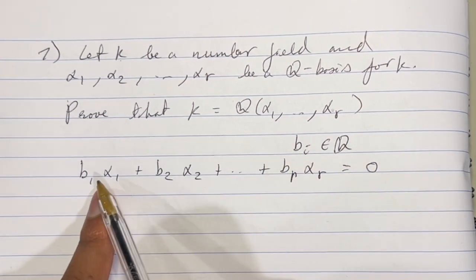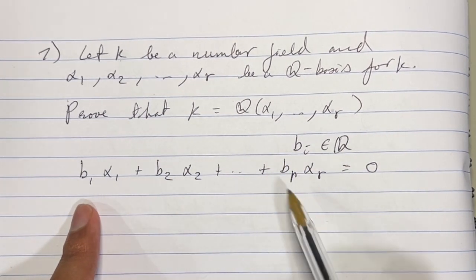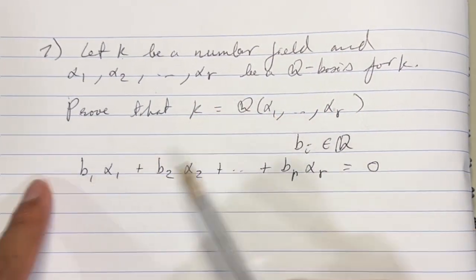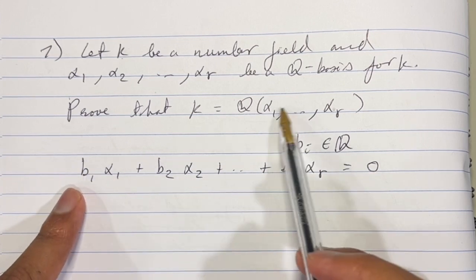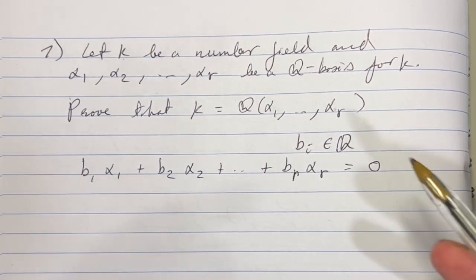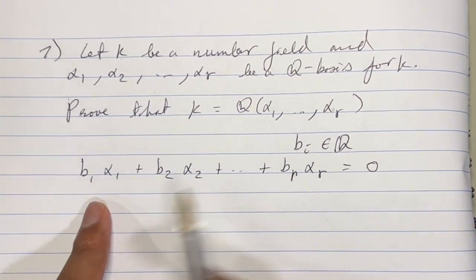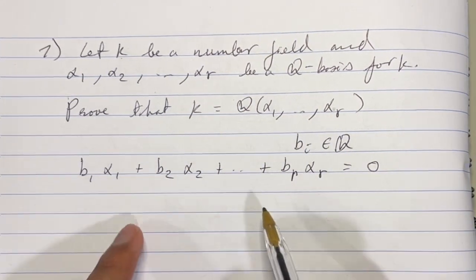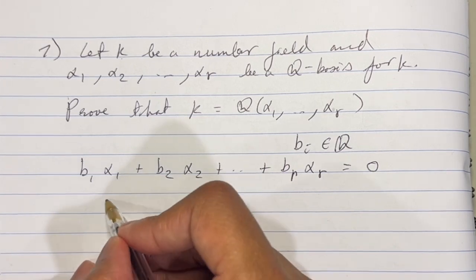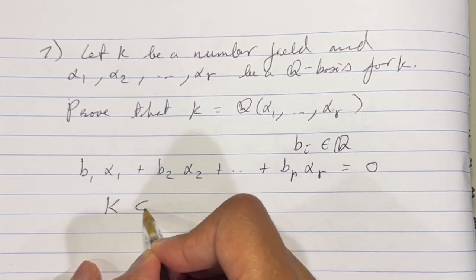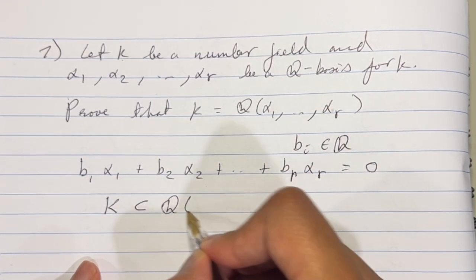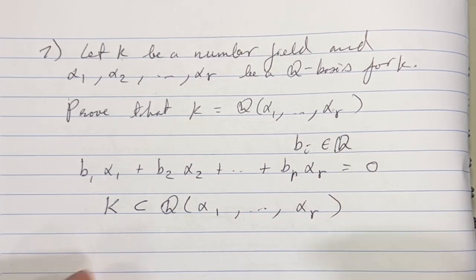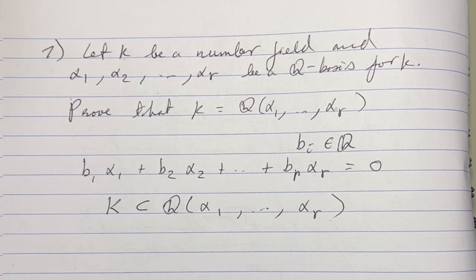So clearly the smallest field will have elements like this, right? Because it's closed under multiplication, so we can multiply by elements in Q to get something like this with α1 in each of them. And when we add, because we can add elements together in a field, then we get something of this form, right? So clearly elements in K are in Q adjoin α1 up to αR. And so that's pretty easy, that direction. But what about the other way?